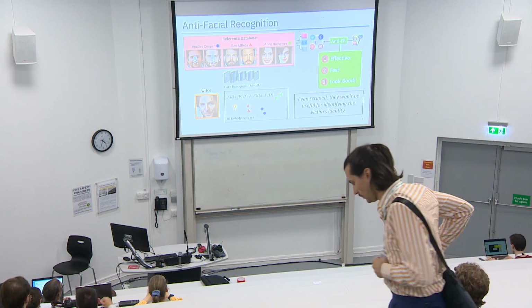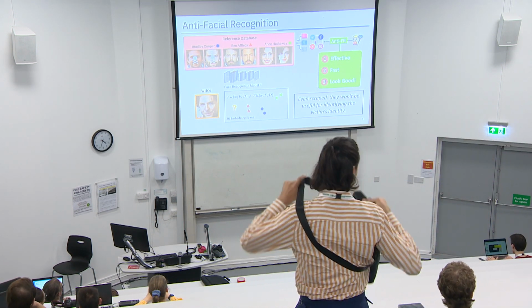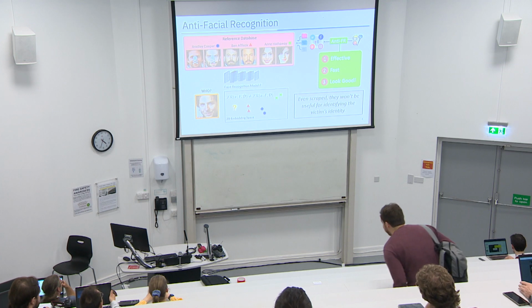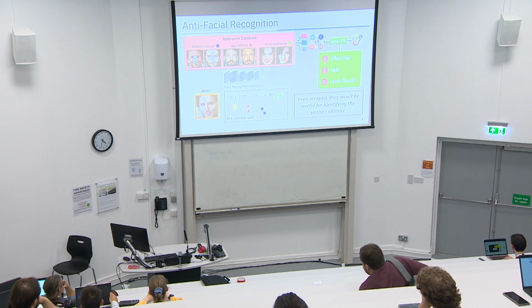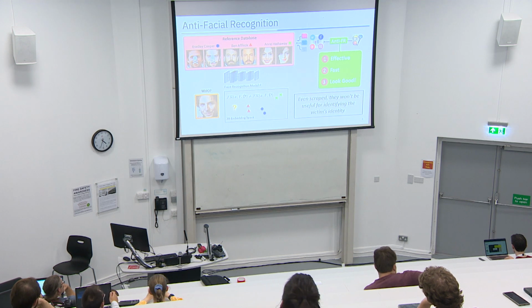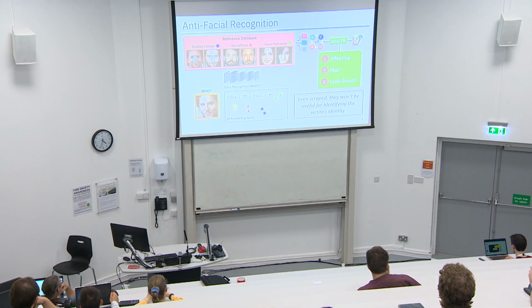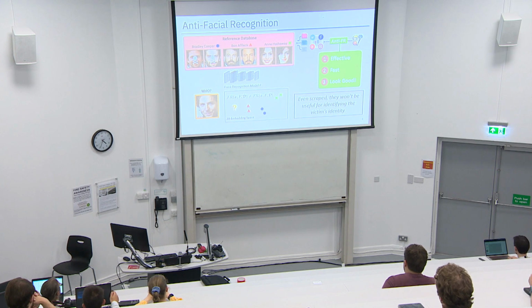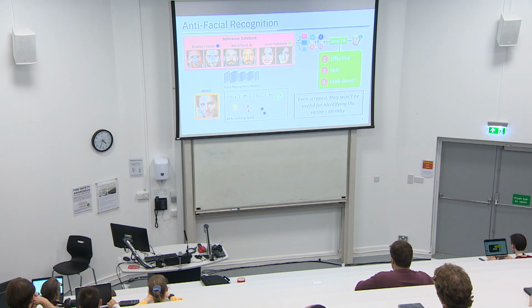To qualify as a useful anti-FR solution, it must be effective, especially when we don't know which FR model will be used by the privacy intruder. Also, we don't want to wait for a long time before sharing our photos online, so it has to be fast. Finally, of course, we want to ensure the protected photos look nice. No one wants to share photos with the face being seriously distorted to avoid face recognition.